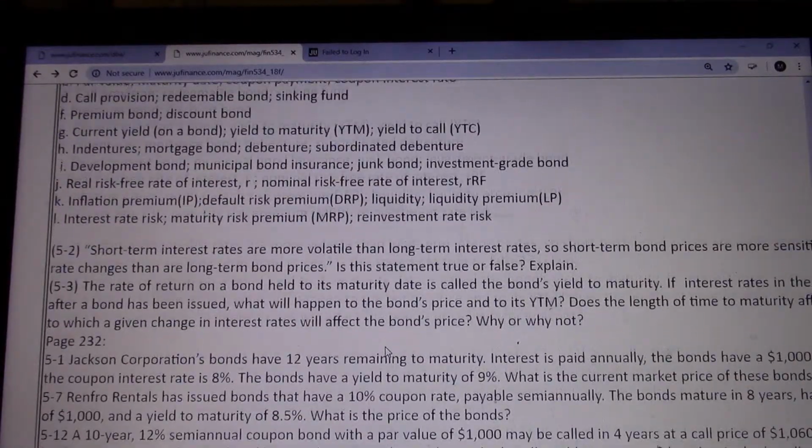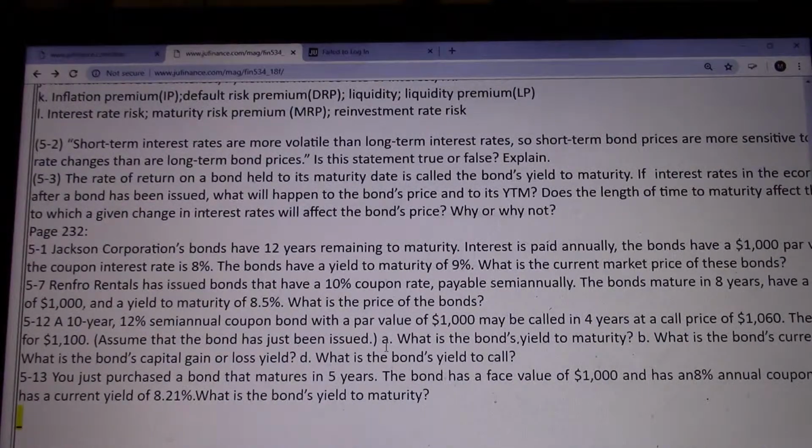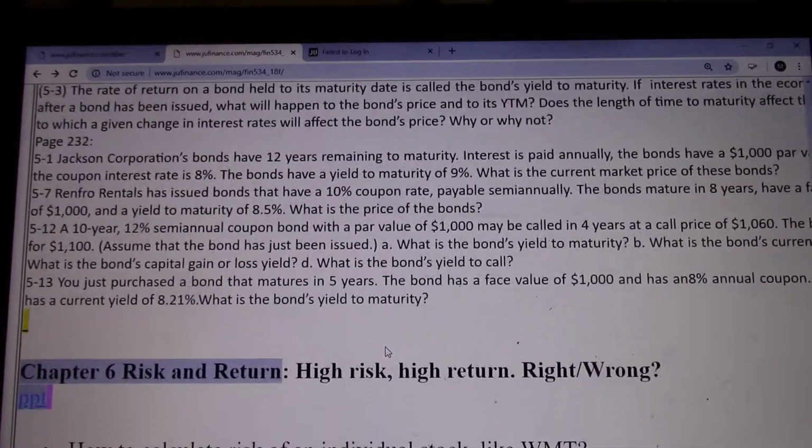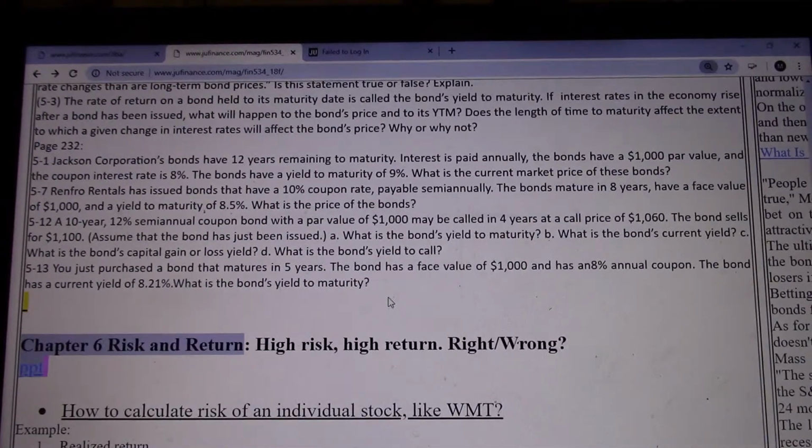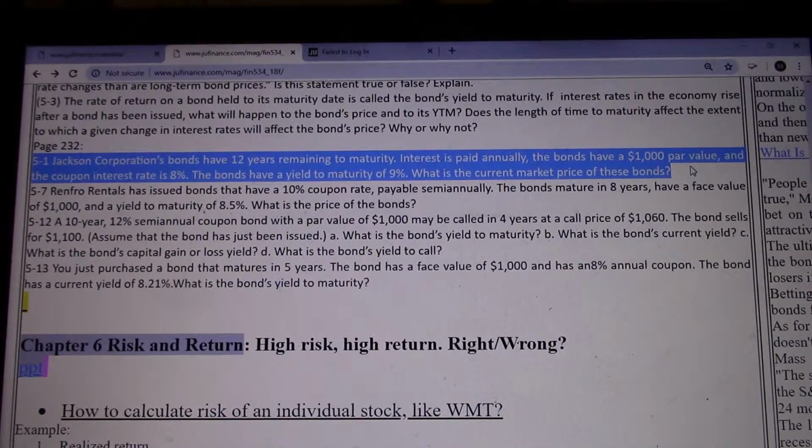Let's look at the calculation questions. Maybe you need some help with these. On page 232, we have four questions: 5.1, 5.7, 5.12, and 5.13. Okay, so let's start from the first one. 5.1. It's asking for the price.